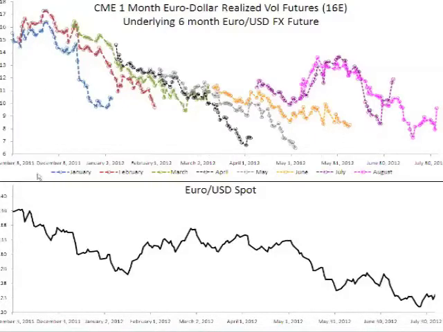Down here I have the value of the underlying of the Euro USD spot. And as you can see, over this period it went from $1.38 per euro to $1.23 per euro.